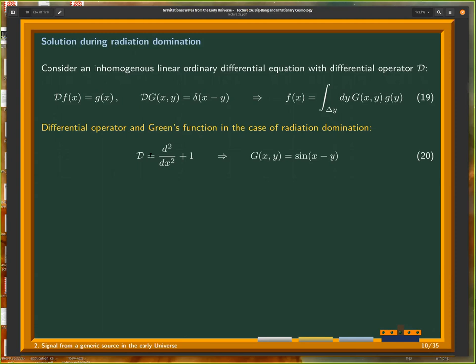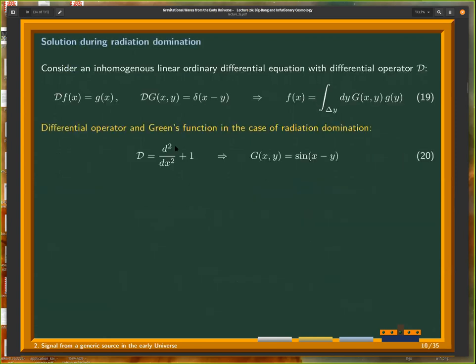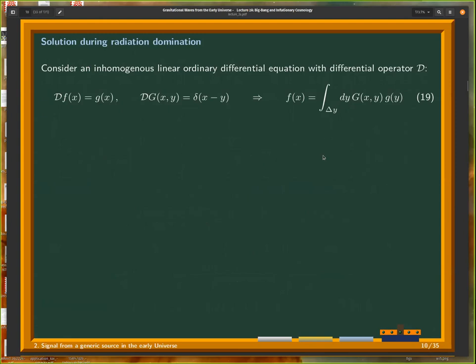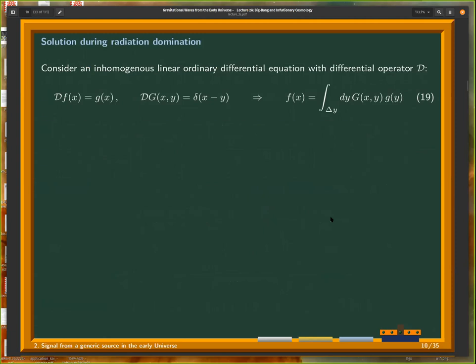During radiation domination, the differential operator is just this one here. So let's have a look again. You see it here in equation 17. It's the second derivative acting on my function, and then just plus one times the function that I'm interested in. So this is my differential operator. And you can convince yourself that the Green's function for this differential operator is just this sine function. And now we just use this general formula here. We convolute the Green's function with the source term on the right-hand side, and we are done. Then we have the solution.